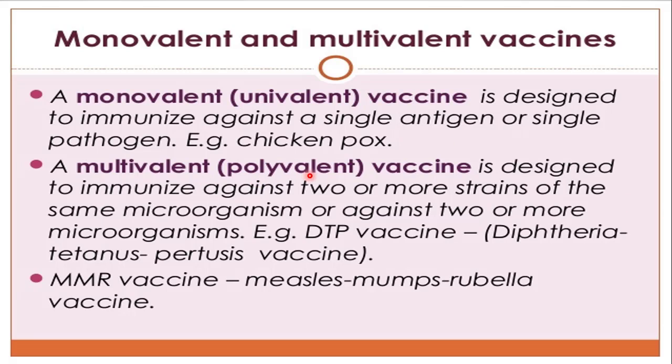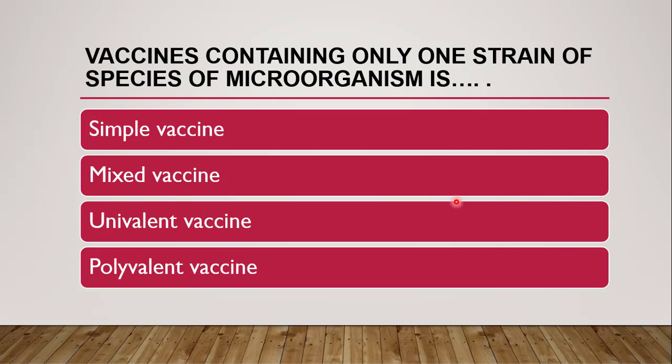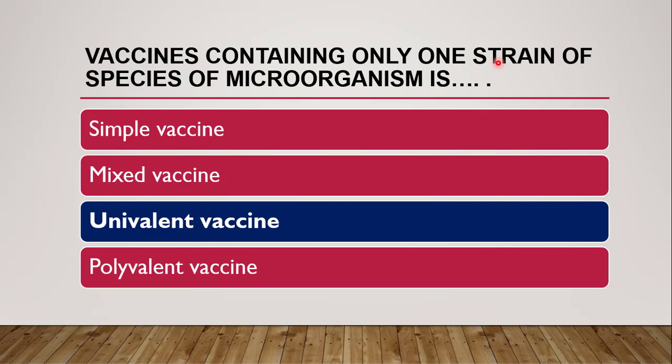Multivalent or polyvalent, and monovalent or univalent. Polyvalent vaccines contain two or more strains of the same microorganism, whereas a mixed vaccine contains two or more species of microorganism. So according to the classification, these are the types, and vaccines which contain only one strain of a species of microorganism are called univalent vaccines.